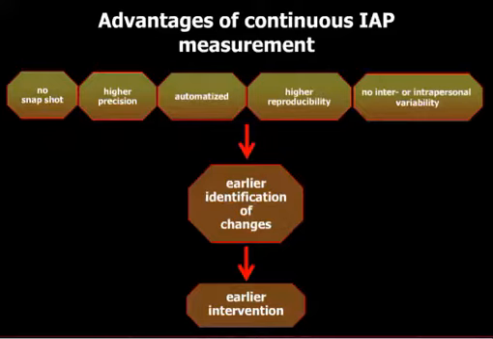So to make a long story short, my personal belief, if you want to measure intra-abdominal pressure, you should go for continuous measurement. It's not a snapshot, it's a higher precision, it's automatized, higher reproducibility. You have a lower inter or intrapersonal variability. You might identify changes earlier and you have an earlier chance to intervene.